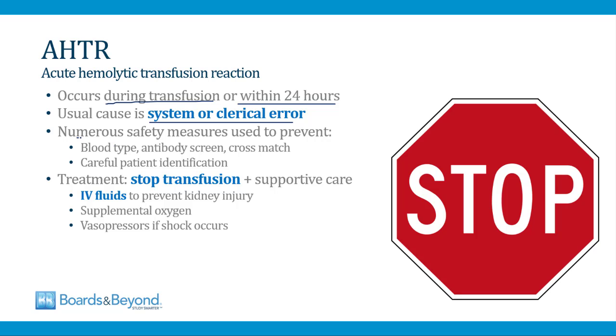And hospitals have numerous safety measures in place to prevent AHTR. This includes performing a blood type test, an antibody screen, and a cross-match like we talked about before, and then careful patient identification. The treatment is to stop the transfusion and then provide supportive care until the hemolysis resolves. IV fluids are very important to prevent kidney injury from free hemoglobin in the plasma. Patients also sometimes require supplemental oxygen, and they can require vasopressors if shock occurs.